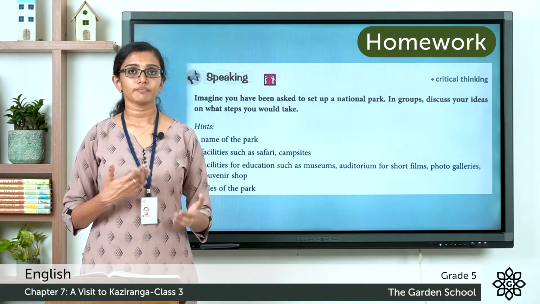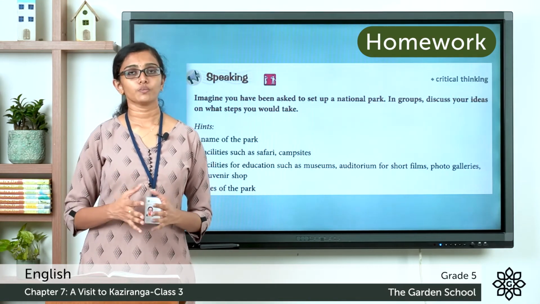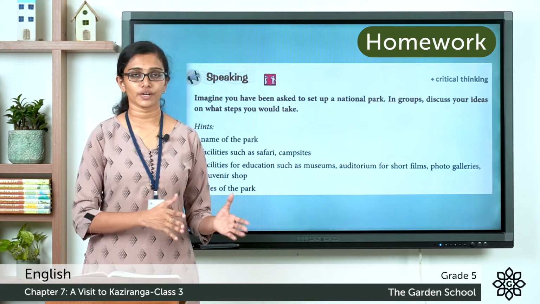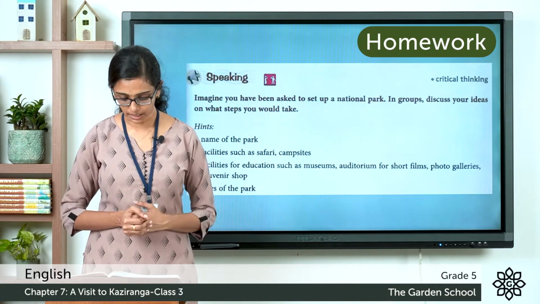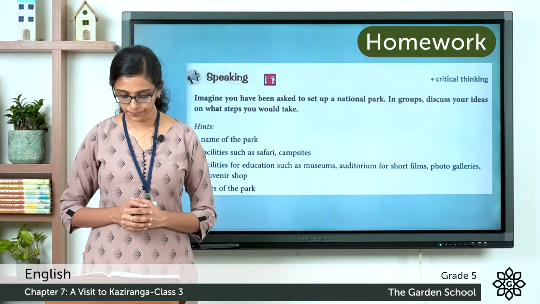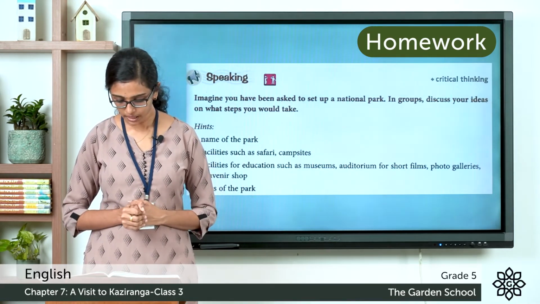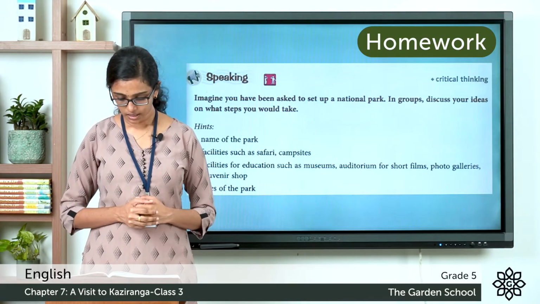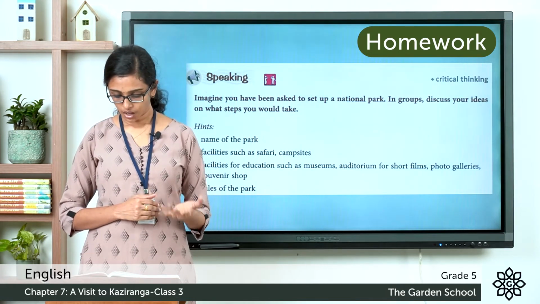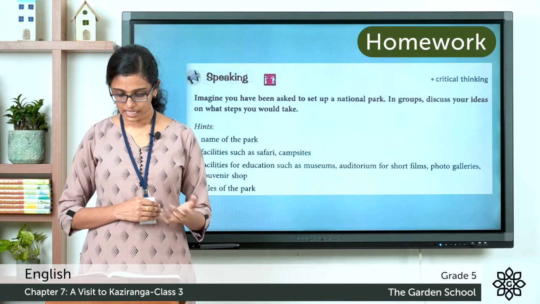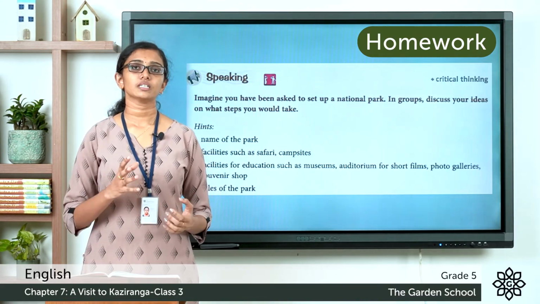And here you're asked to imagine that you are planning to set up a national park. And in groups, you can have a discussion with your friends or family, and you have to discuss what are the steps that you're going to take to set up the national park. You can use a few hints given here. Name of the park. You have to discuss what is the name that you are going to give the national park. Facilities such as safari, campsites, facilities for education such as museums, auditorium for short films, photo galleries, souvenir shop, rules of the park. You can use these hints and add to the discussion.